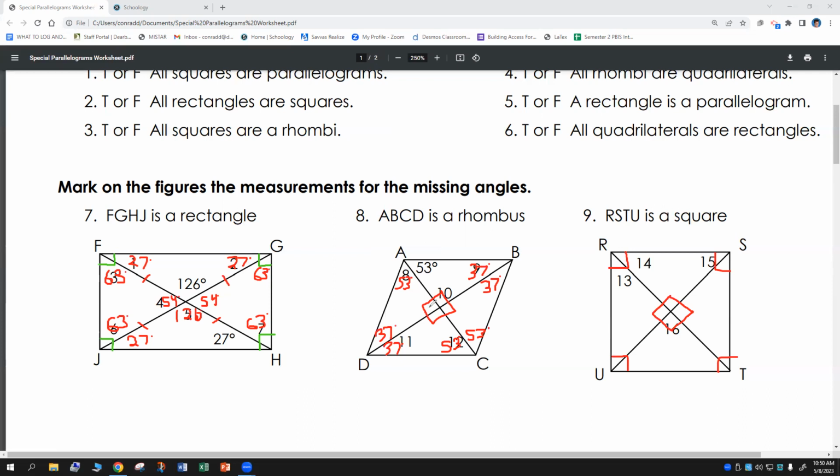And since it's a rhombus, the diagonals bisect the angles, which means each one of these is going to be 45 degrees. 90 divided by 2 is 45. 45, 45, 45, 45, and 45 degrees. All right, so that's angles, right? The numbers may change, but the patterns are always the same, except for the square. The numbers and the pattern stay the same.